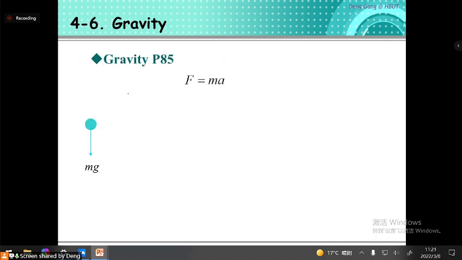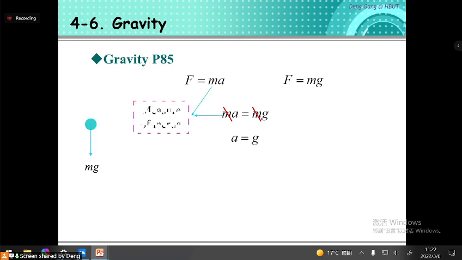But when we talk about gravity, we know F is equal to mg, but according to Newton's second law, if the object has acceleration a, F is equal to ma. For a free fall object, these two should be the same force. So if these two are the same, we arrive at ma is equal to mg. Then we can cancel the m's, so that a is equal to g.